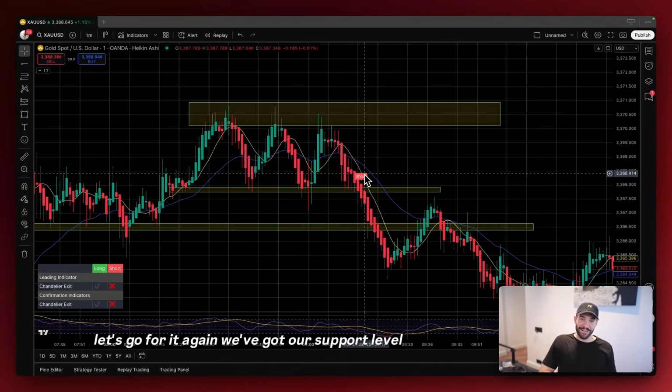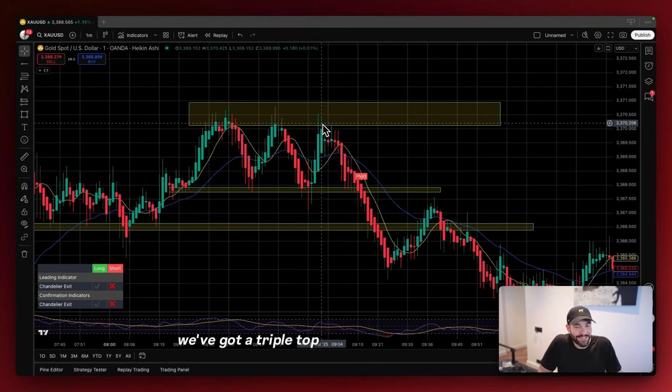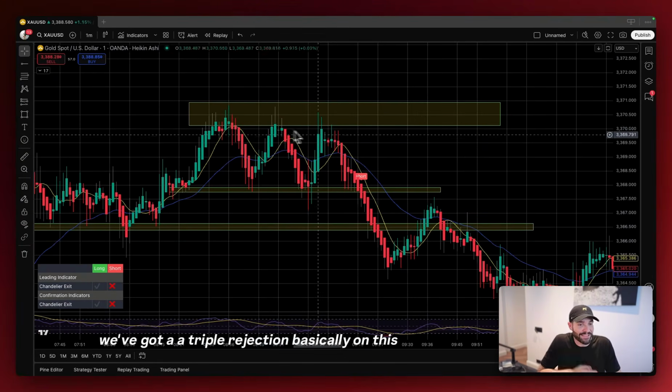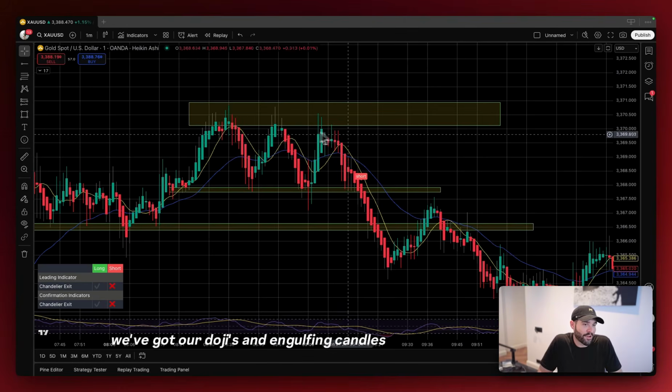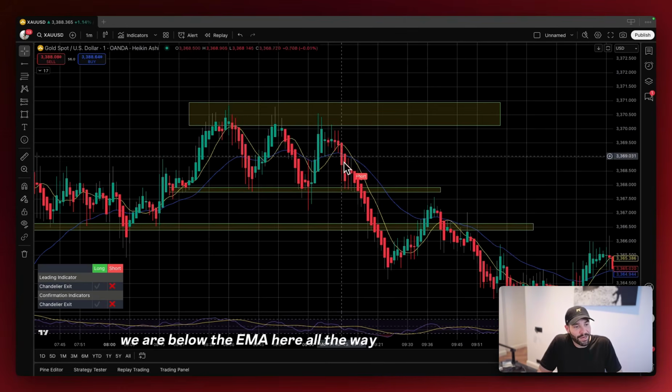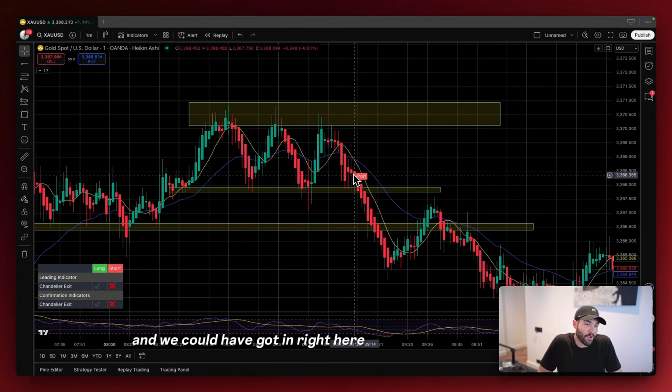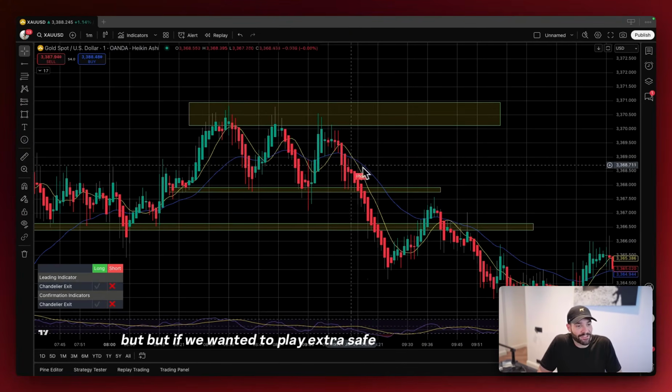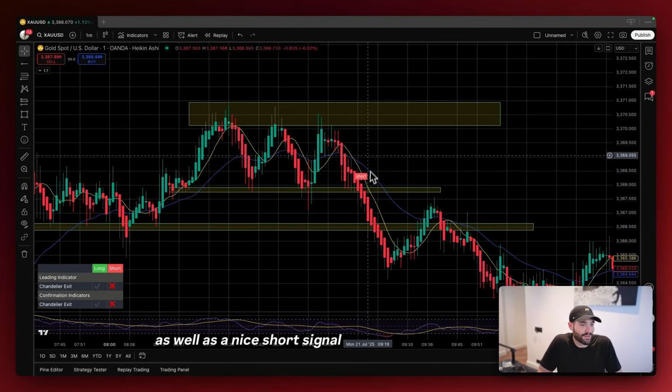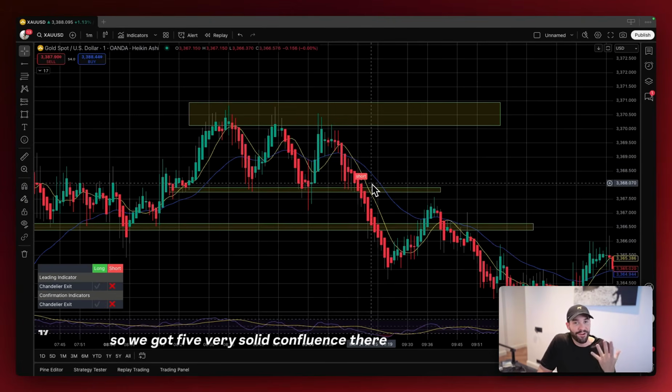So what have we got so far? Let's go over it again. We've got our support level. We've got a triple top, a triple rejection basically. We've got our candlestick pattern, our dojis and engulfing candles. We are below the EMA here all the way. We've crossed over below the EMA, and we could have got in right here. But if we wanted to play it extra safe, we could also use my jets indicator as well for a nice short signal. So we've got 5 very solid confluences there.